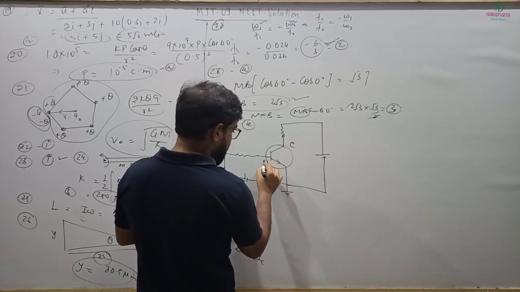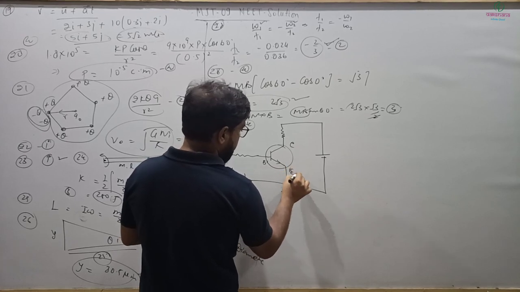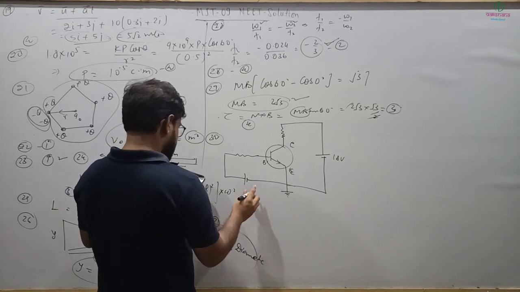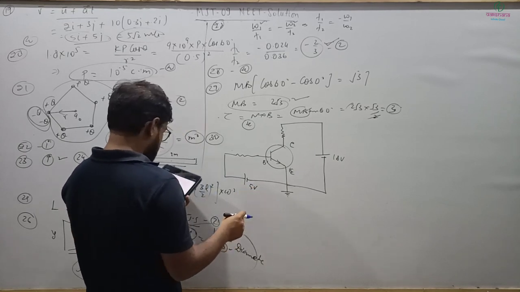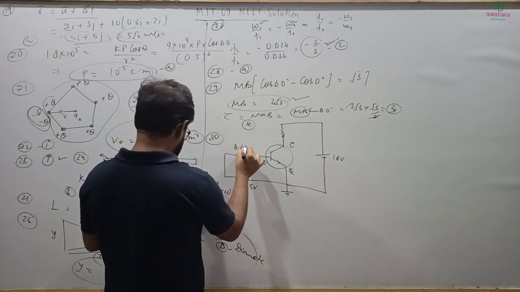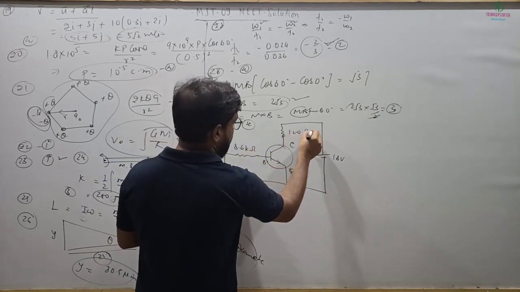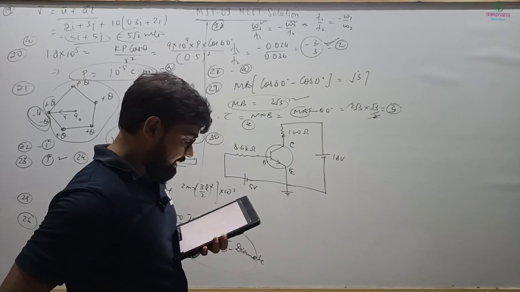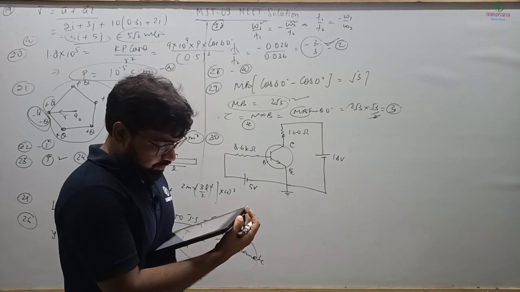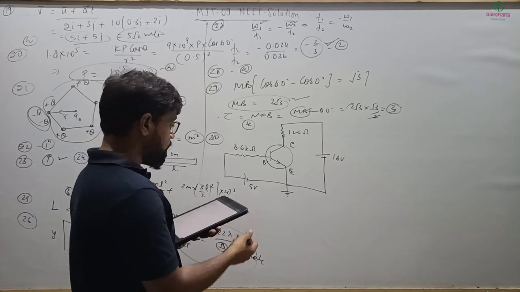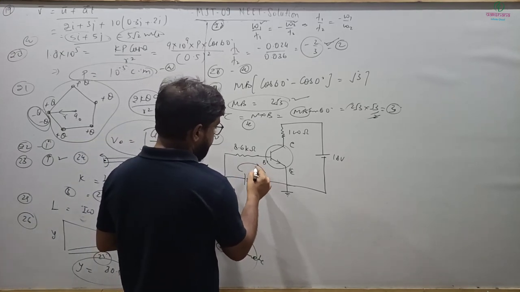E, B. And this is 18 volt, this is 5 volt, this is 8.6 kilo ohm, and that's 100 ohm. Okay, now what it's asking is to find the value of VCE. So we can write KVL in this loop.